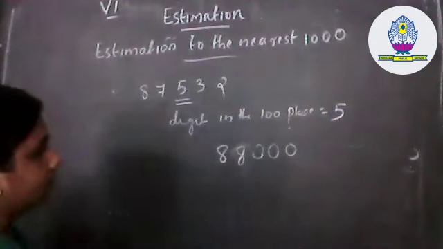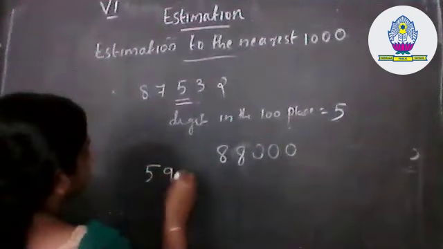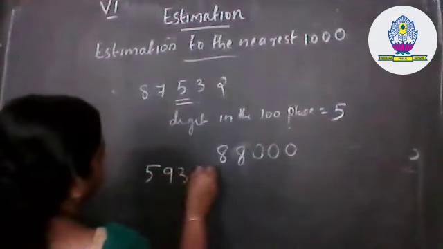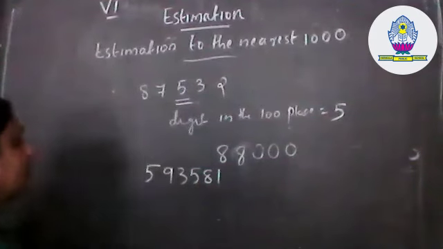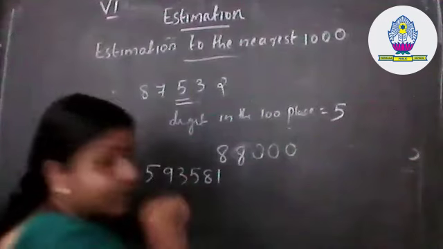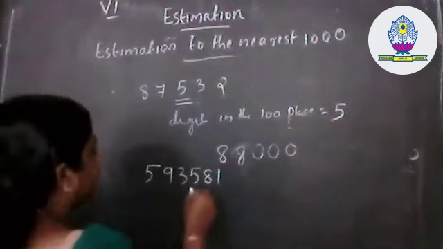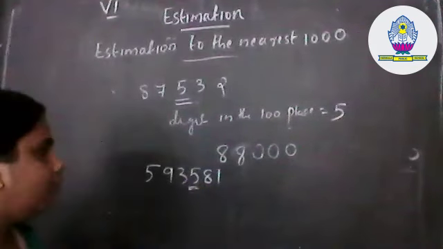Next problem is 5,93,581. So we take the digit in the hundreds place. So the digit in the 100 place is again 5.